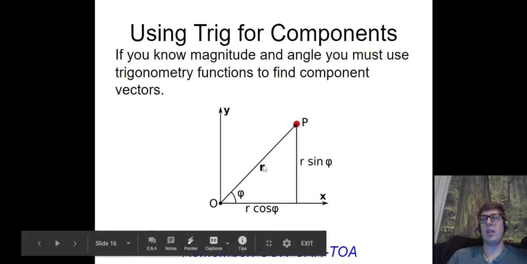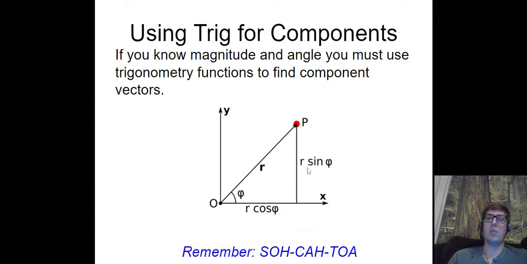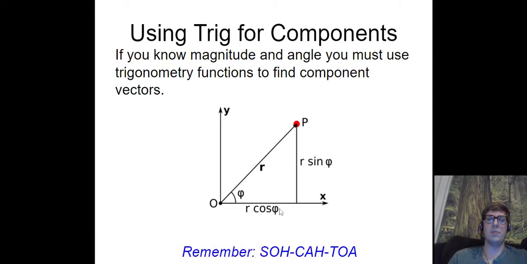To simplify that, if you have an angle, and I think phi is the letter, and you know the length of the resultant, usually this side, we can multiply the resultant times sine of the angle, and this side, we can just multiply the resultant times cosine of the angle.